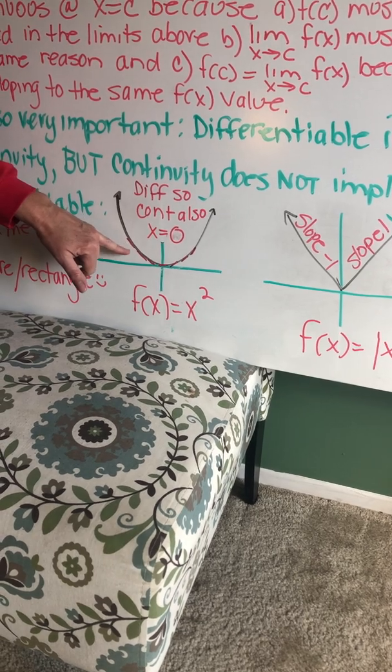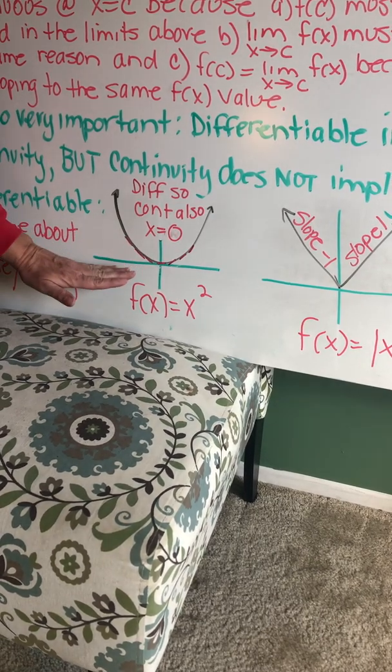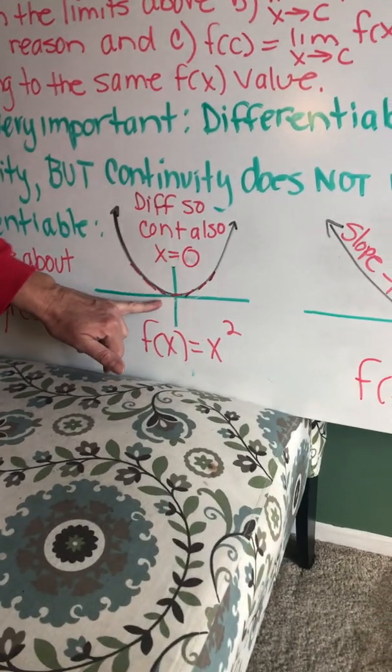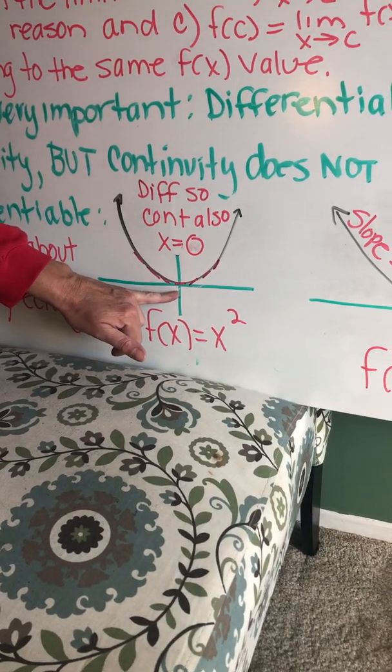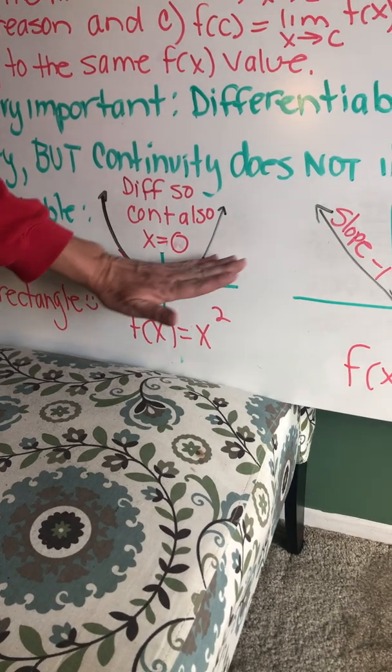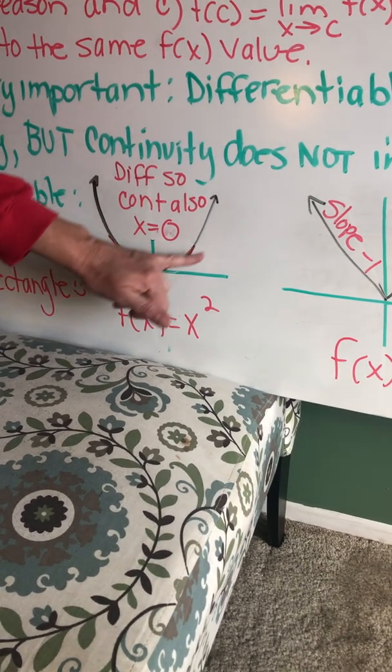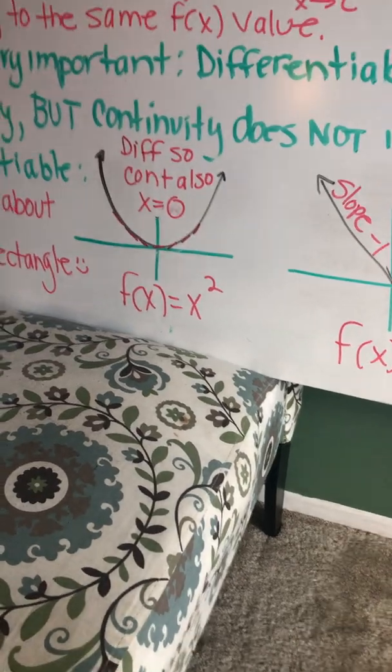Notice that they all have a negative slope, but as x approaches 0, they are becoming less negative and approaching a slope of 0. So this function is differentiable at x equals 0, and so it's also continuous.